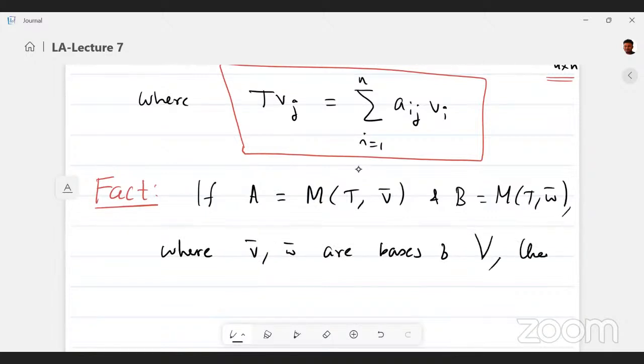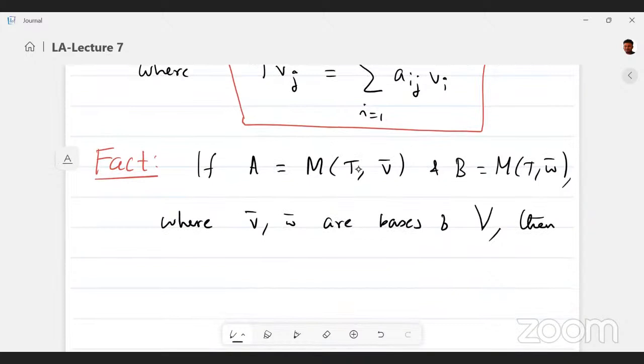Then I want to compare these two matrices A and B. How are they related? They are related by conjugation, and the conjugation is given by a very explicit matrix, which is the transition matrix from the basis V bar to W bar. Okay, so then what we proved?